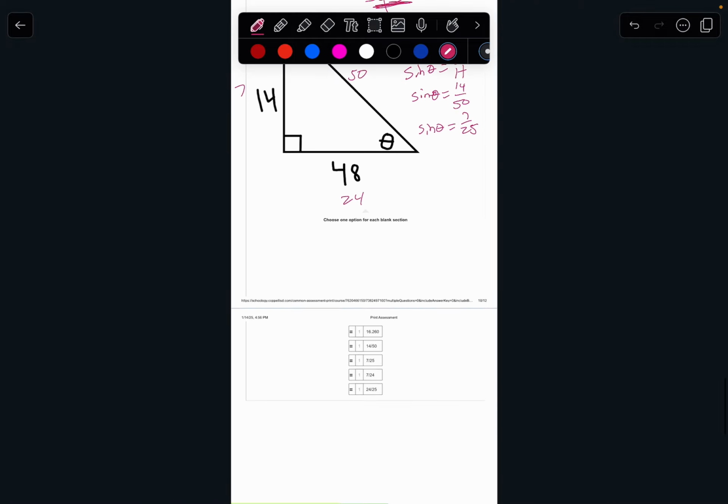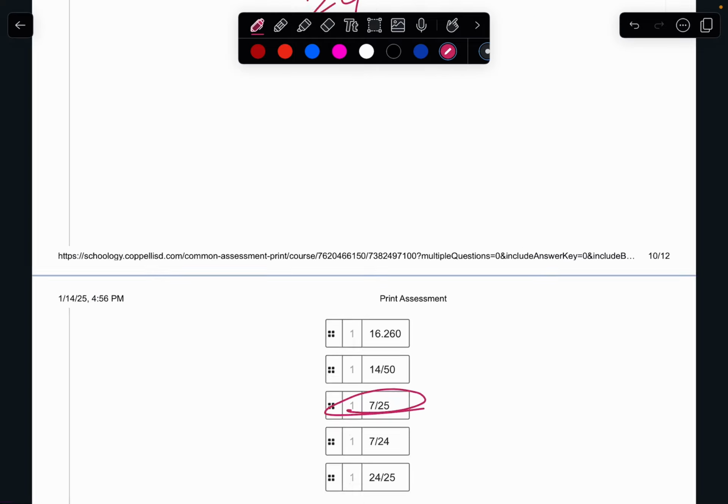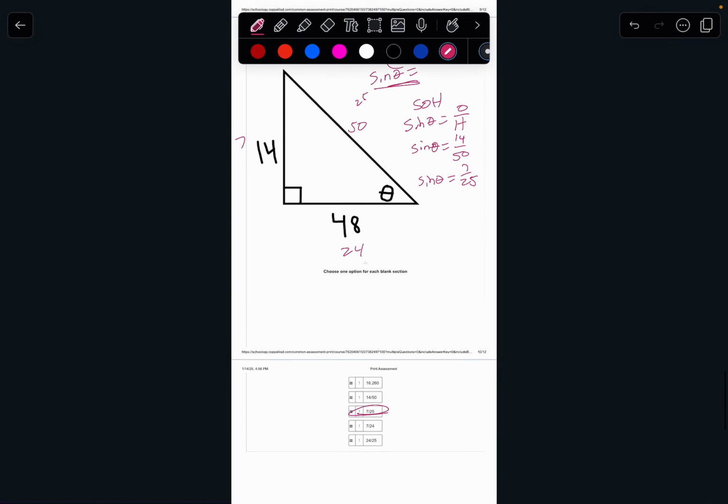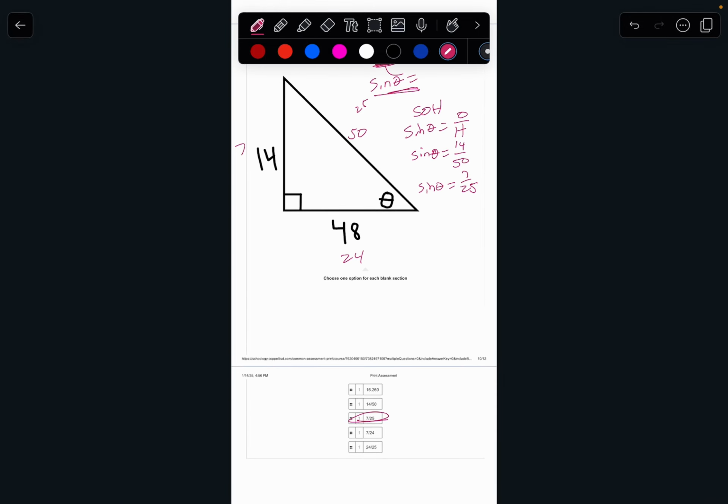Your answer must be fully reduced. If it's not, you're wrong. So don't give me a different ratio. Don't give me an unreduced ratio. Don't give me theta. I did not say solve for theta. If I asked you to solve for theta, you would do the inverse sine of 7 over 25. That is not what I asked you. So we've got to be real careful there.